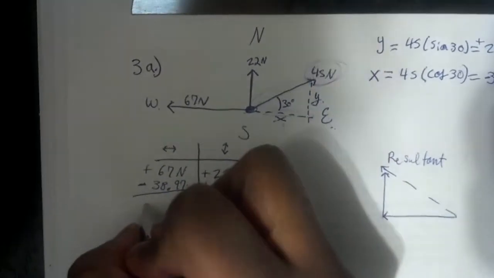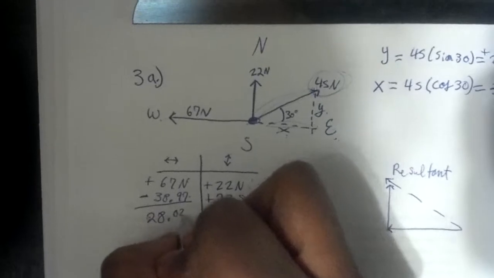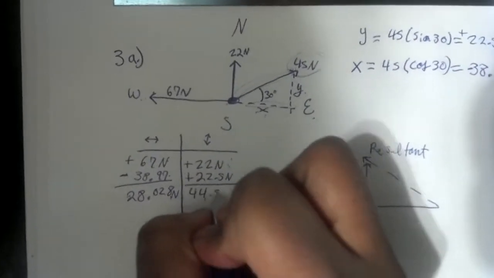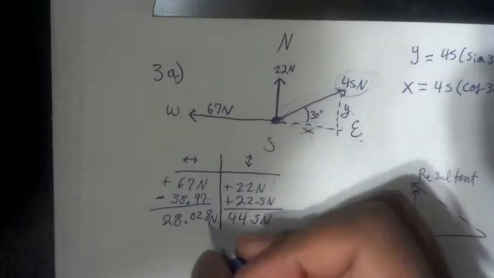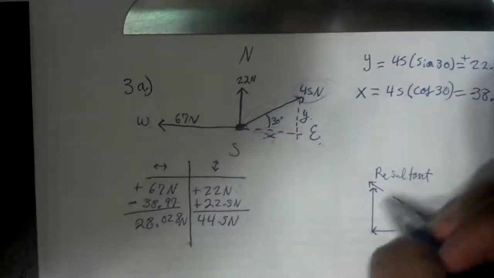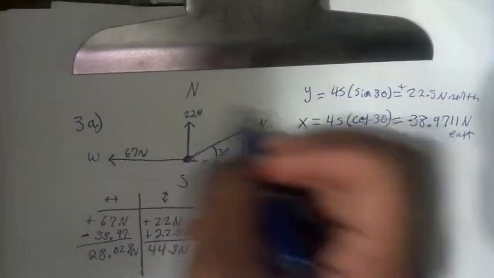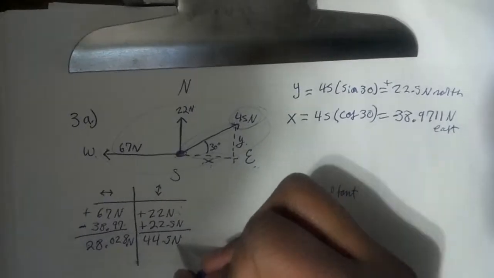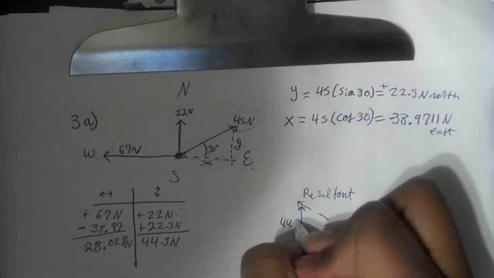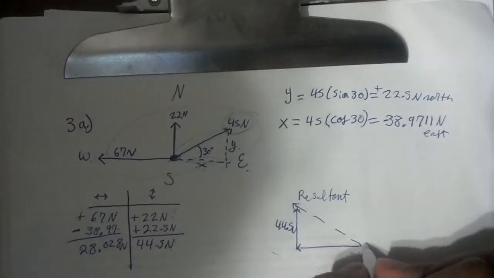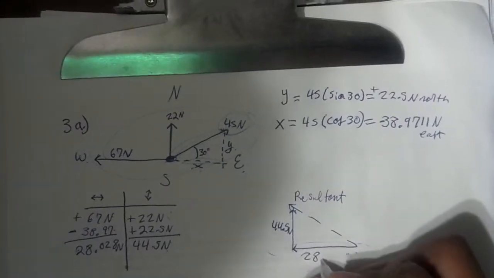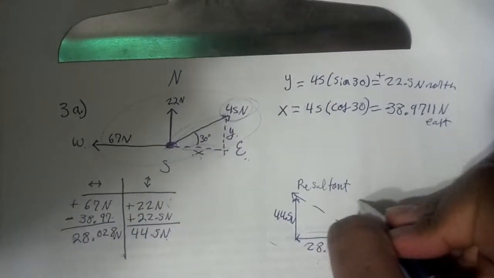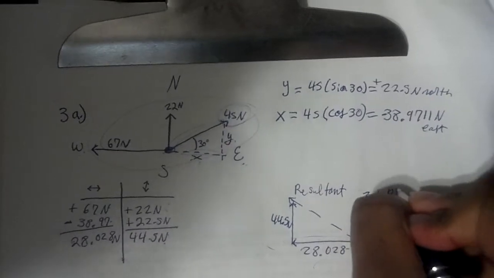So that is going to give you roughly 28.028 newtons and 44.5 newtons. And so that's going to be used for your resultant. So that's breaking these into one thing right here, where the north right here is going to be 44.5 newtons north, and west is going to be 28.028. Obviously it's not to scale, so then we're going to use a squared plus b squared equals c squared.